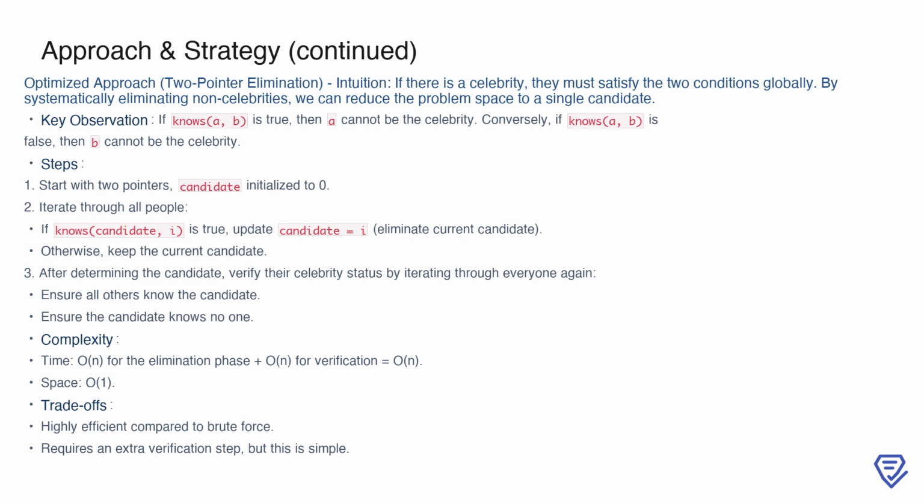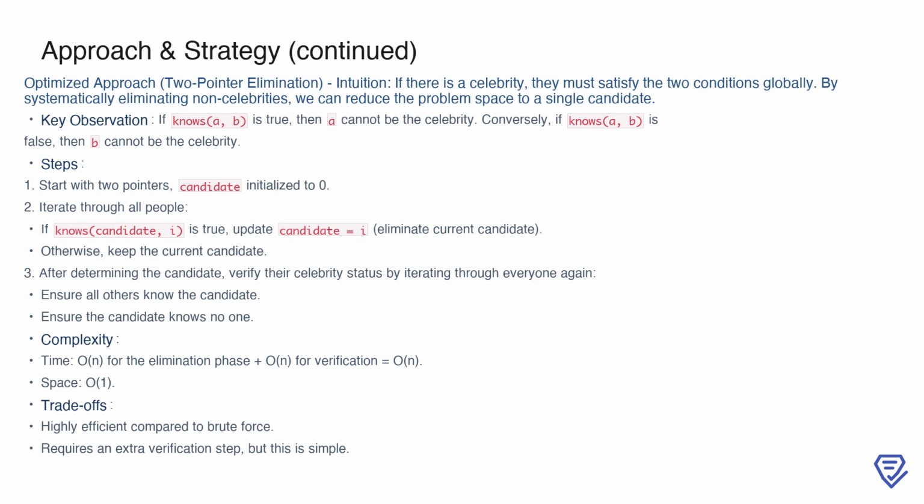Using this principle, we start with a candidate initialized to 0 and iterate through all the people. At each step, we use the knows API to determine whether the current candidate knows the next person. If they do, we eliminate the current candidate by updating it to the next person. Otherwise, we retain the current candidate. After this elimination phase, we are left with one potential candidate.